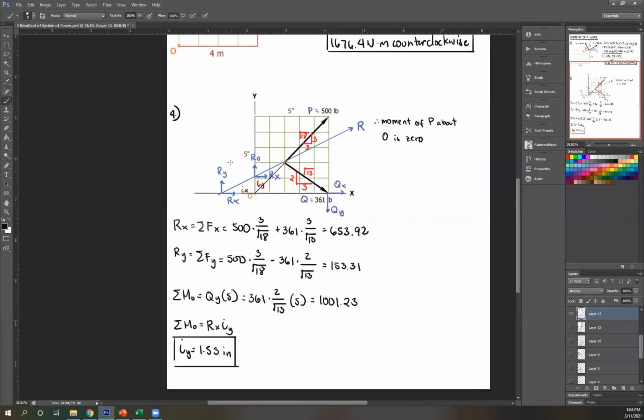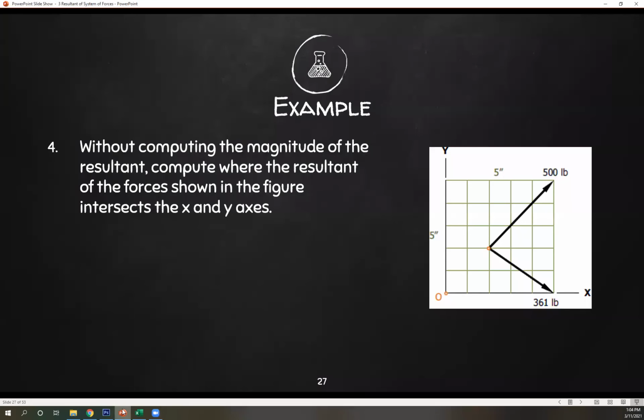Do the same thing here. Summation of moment about O now is Ry times Ix. Okay, since Rx passes through O, that's not included. MO is this, Ry is this, I can solve for Ix. So Ix is just 6.53 inches. And that is your answer. There. So that's number 4.